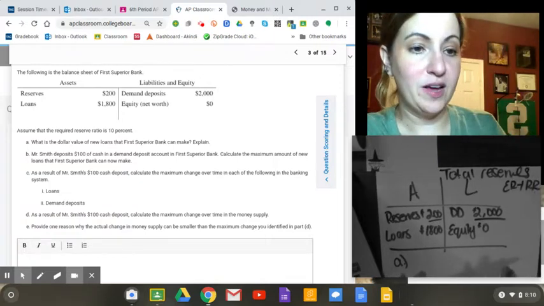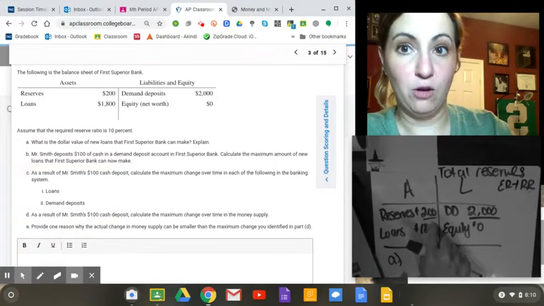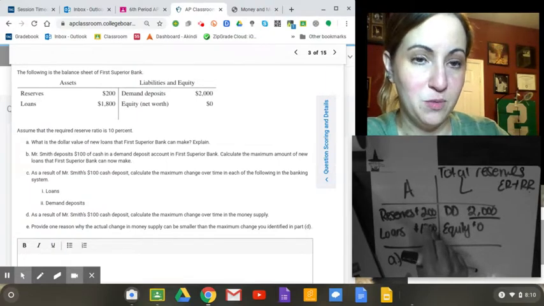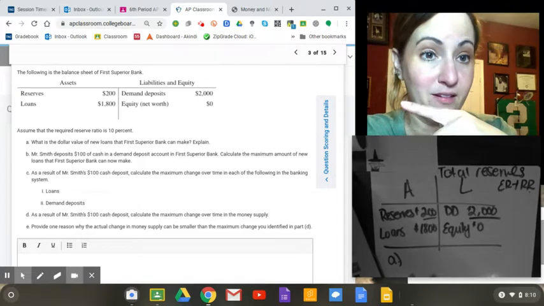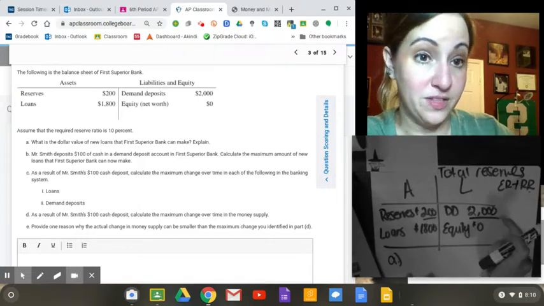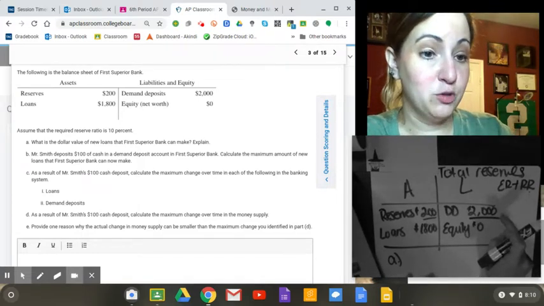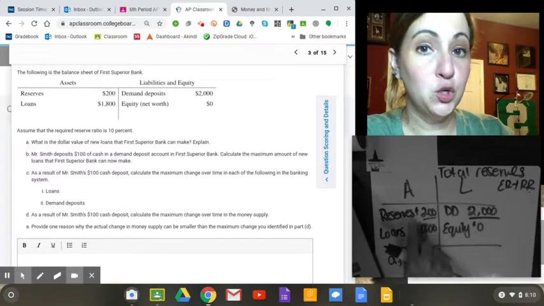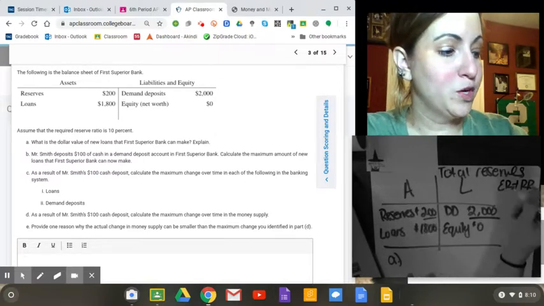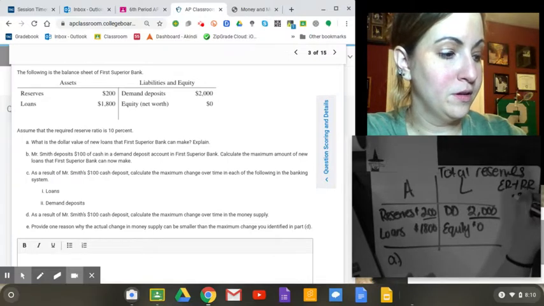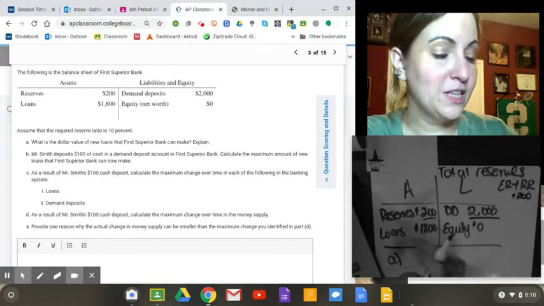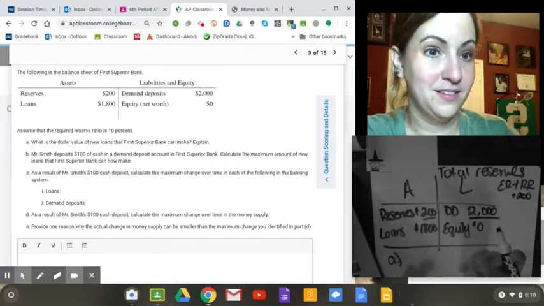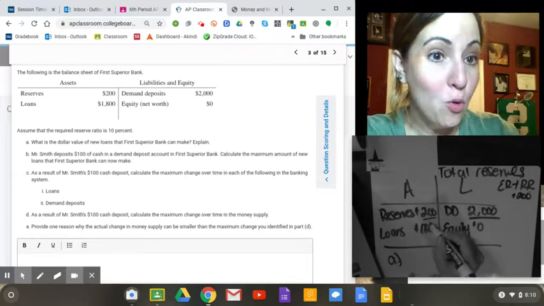So let's figure out how much of this I can loan out. Do you remember what the required reserve ratio was in this problem? It's 10%. 10% of this number. 10% of 2,000 is 200. So of this amount, $200 of it is required reserves. What's left over for excess? Nothing, because there's only $200 in here.